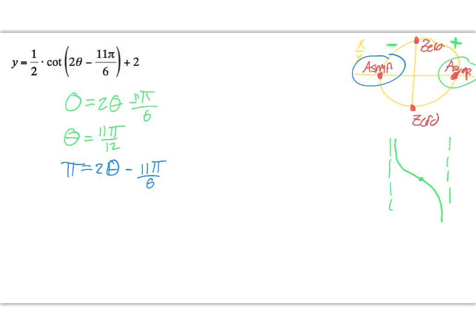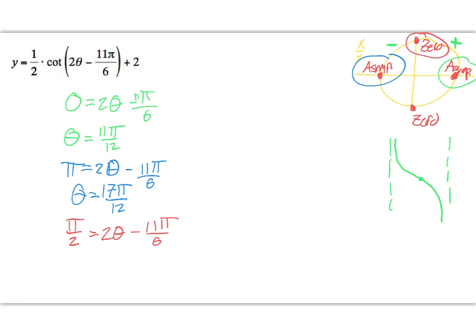And then divide by 2, we get theta is going to be 17 pi over 12. That's my second asymptote. Let's get the 0 that's between those two. That's going to be at pi over 2, which is going to make this even more pleasant. So we get pi over 2 is equal to 2 theta minus 11 pi over 6.